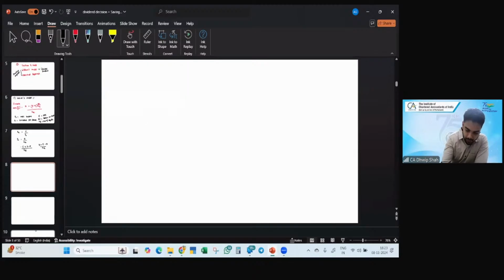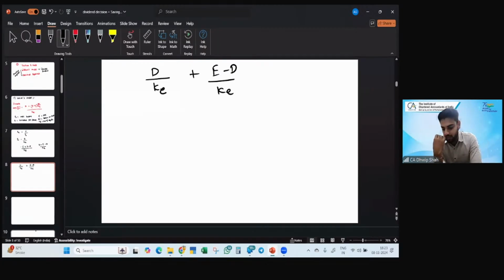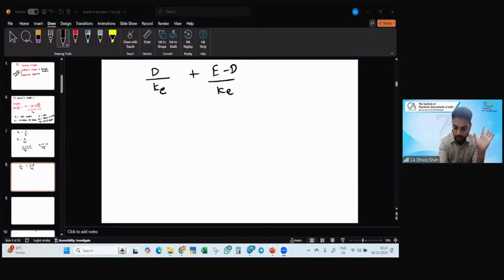Next step. If I write it this way now, I'm just splitting the denominator. Again, the answer will not change. Yes or no? I just split the denominator. Are you getting this? Till now, clear? Everyone?